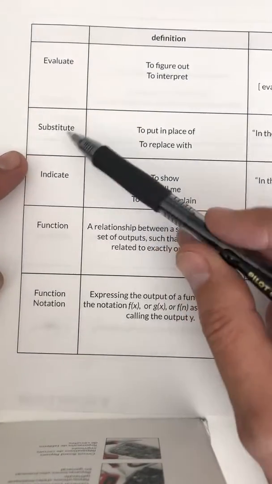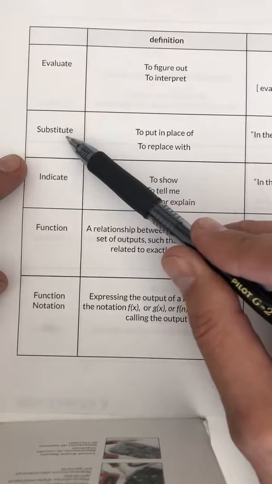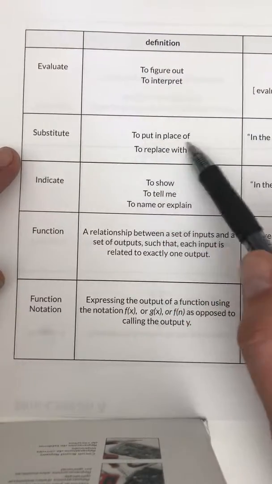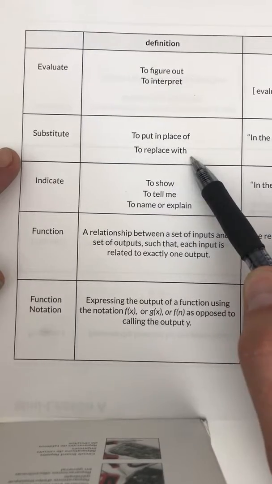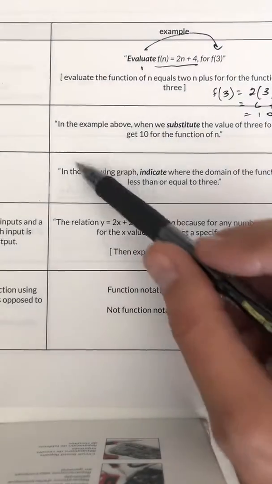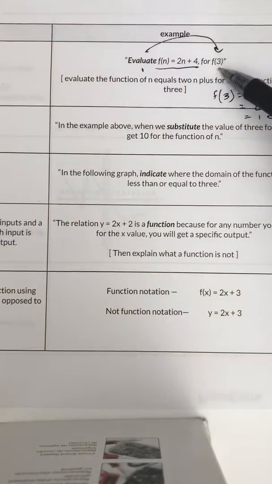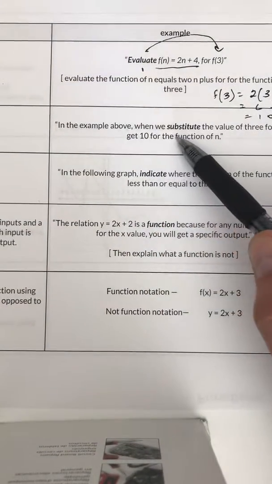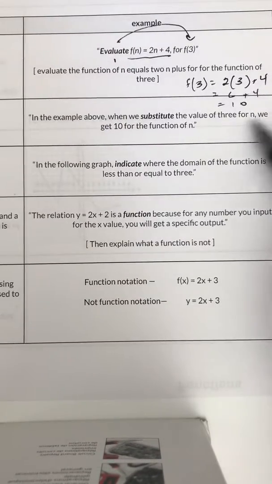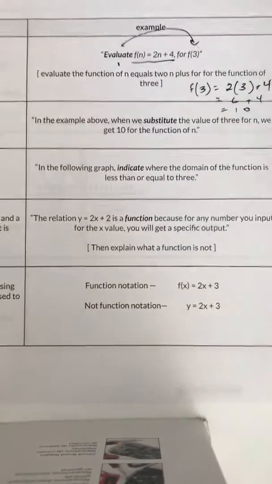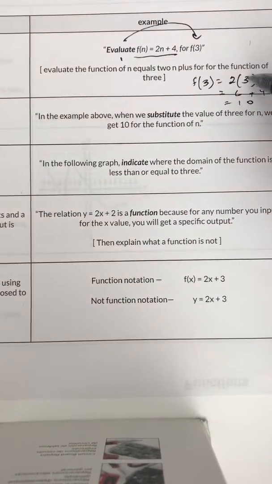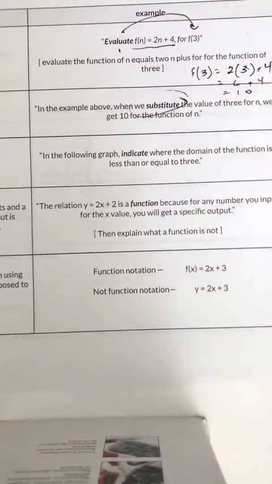Substitute also came up when I asked questions about the quick start guide for the functions. And substitute just means to put in place of or to replace with, okay? So for example, in the problem up here, when we substitute the value of 3 for n, we get 10 for the function of n. So by dropping this 3 in for n, we substituted, okay?